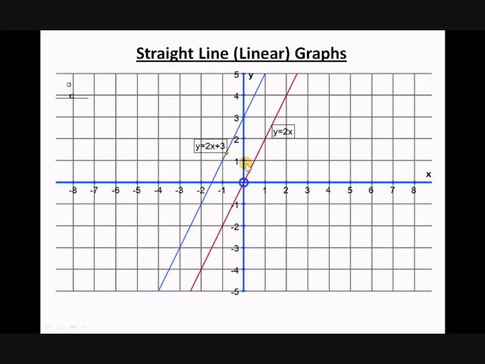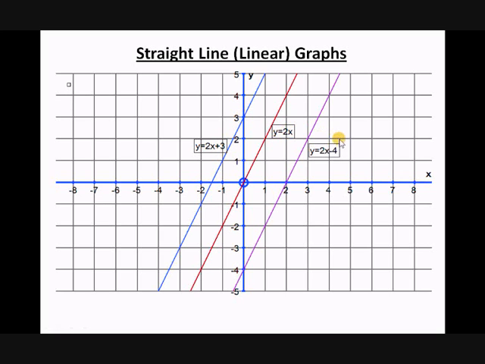And let's look where it crosses the y-axis. If you think about what happens when x is 0, for this red line, y must be 0. 2 times nothing is nothing. But in this case, y must be 2 times nothing plus 3. So it goes through plus 3 on the y-axis.